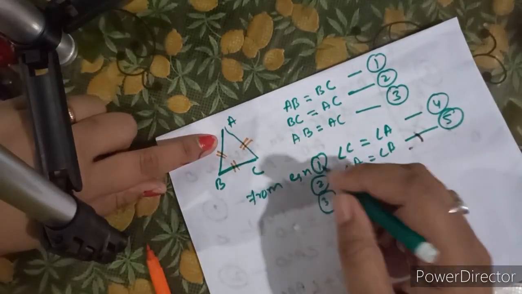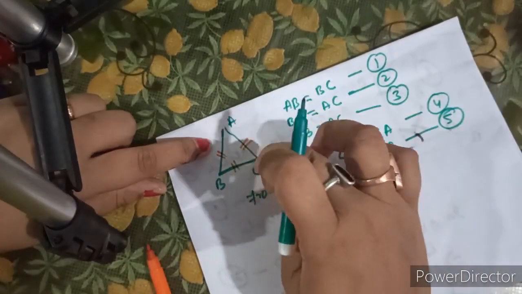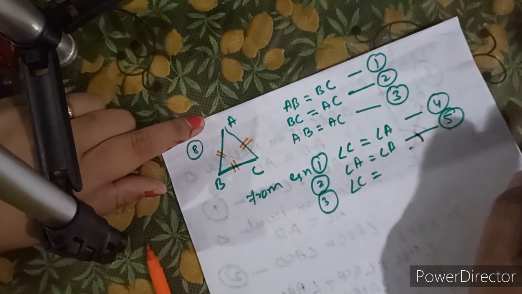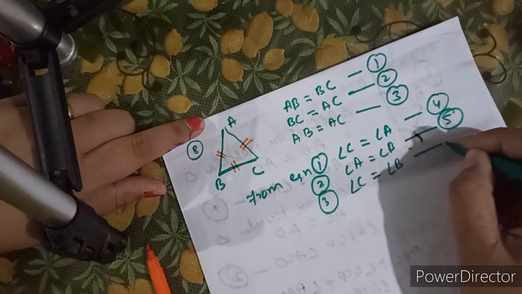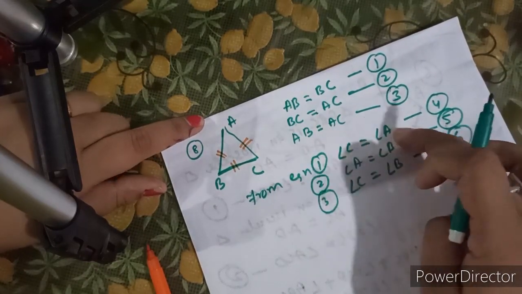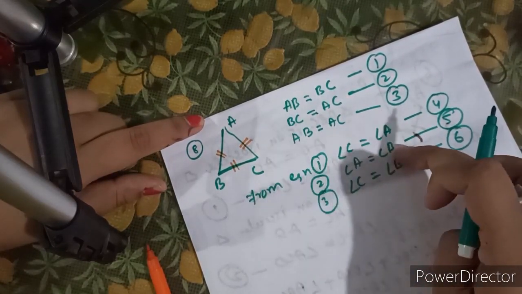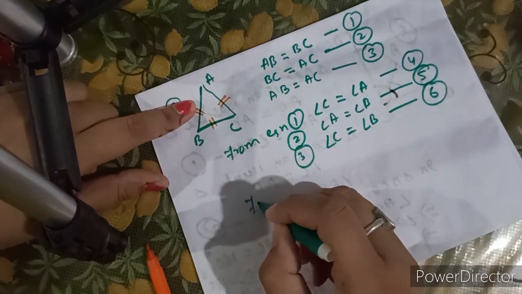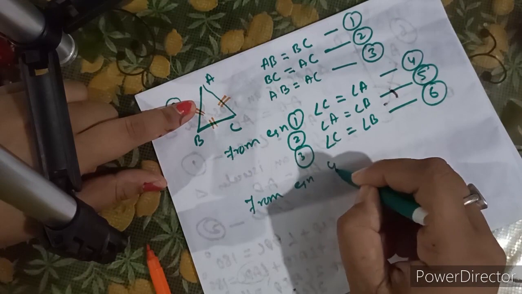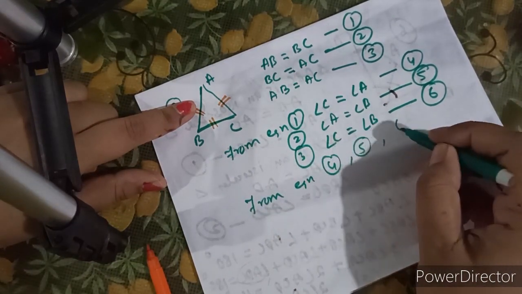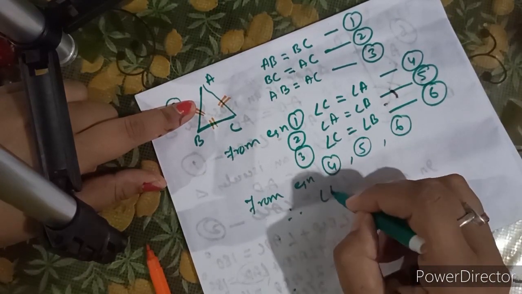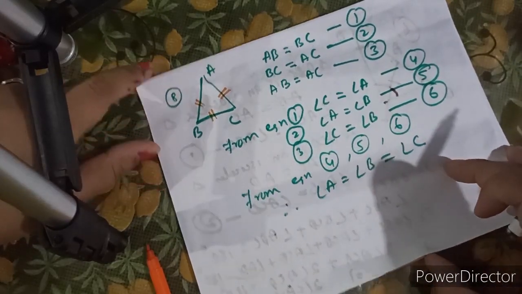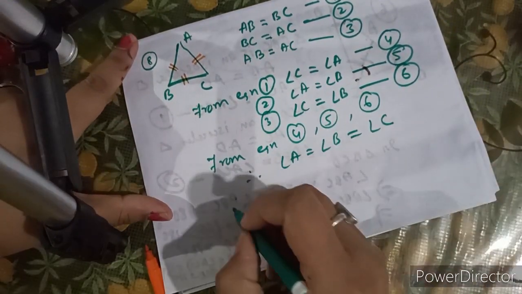From equation 3, if you see, AB is now equal to AC. So the opposite angle is C and the angle opposite AC is B. So angle C is equal to angle B. Therefore from equations 4, 5 and 6, what we can conclude is that angle A is equal to angle B equal to angle C. That means all the 3 angles are equal to each other.